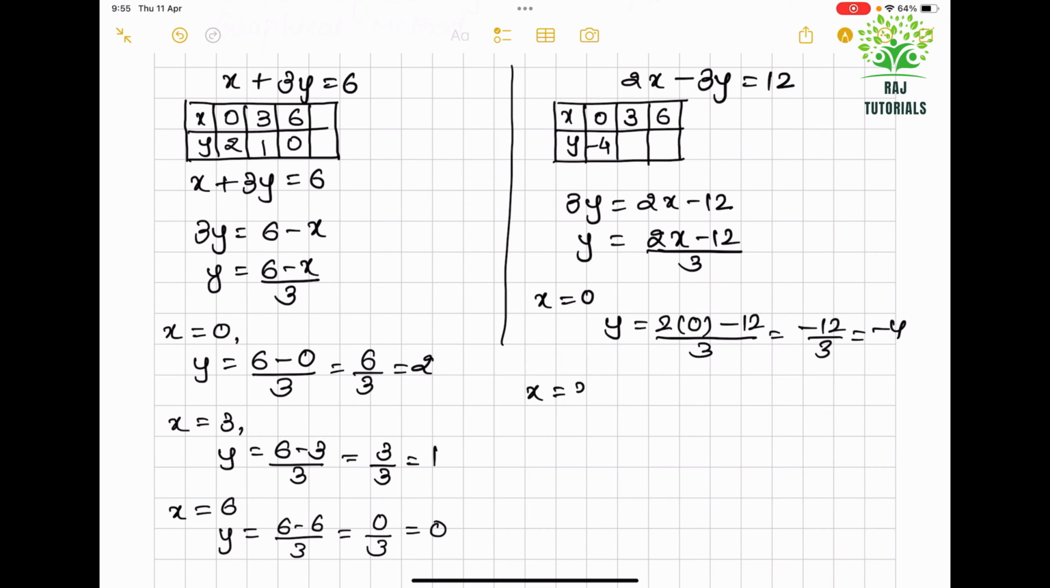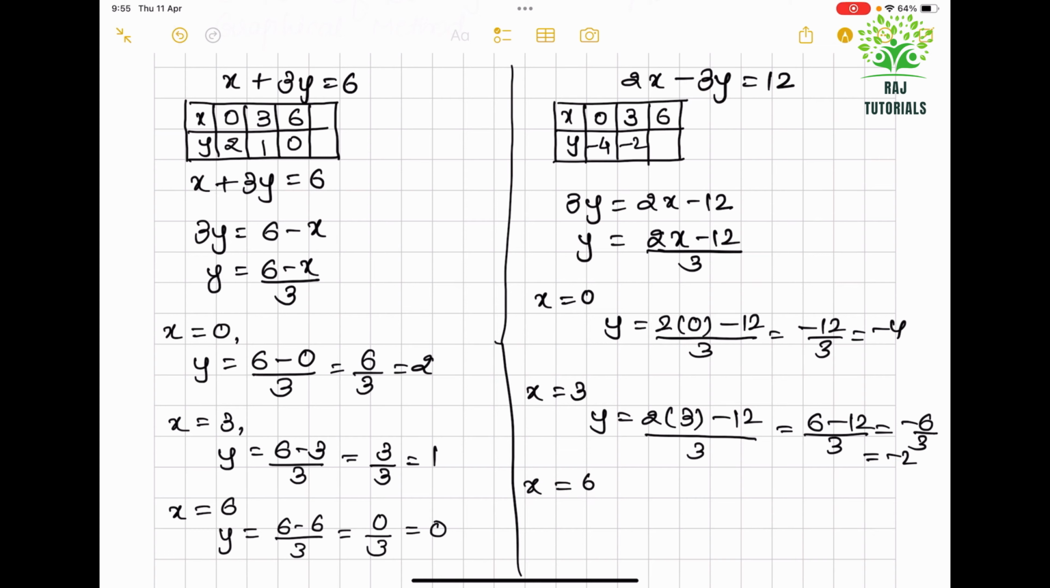Now when I take x equal to 3, y equals (2 into 3 minus 12) upon 3. That will be (6 minus 12) upon 3, that is minus 6 by 3, so that will be minus 2. If I take x equal to 6, y equals (2 into 6 minus 12) by 3. This will be (12 minus 12) upon 3, so 0 by 3, that is 0. So now I got all the 3 points for both equations.